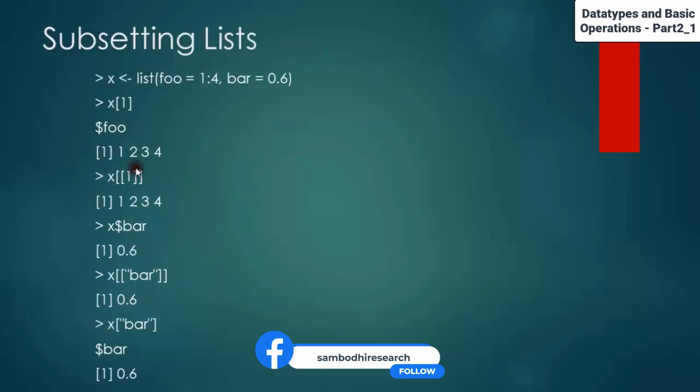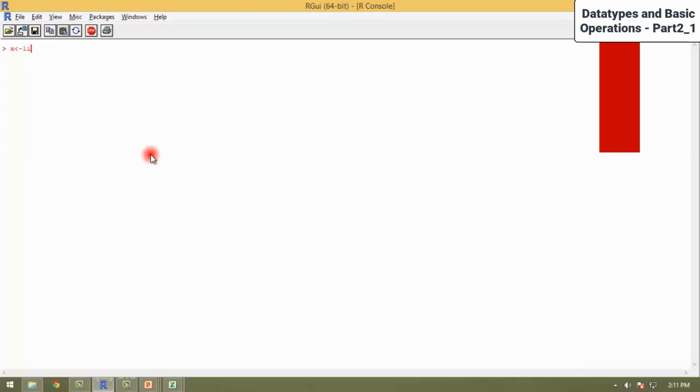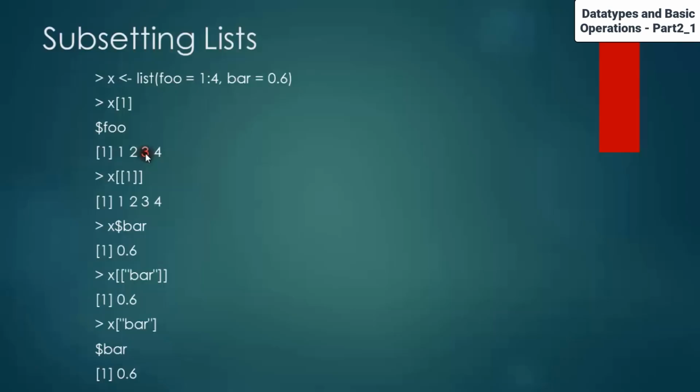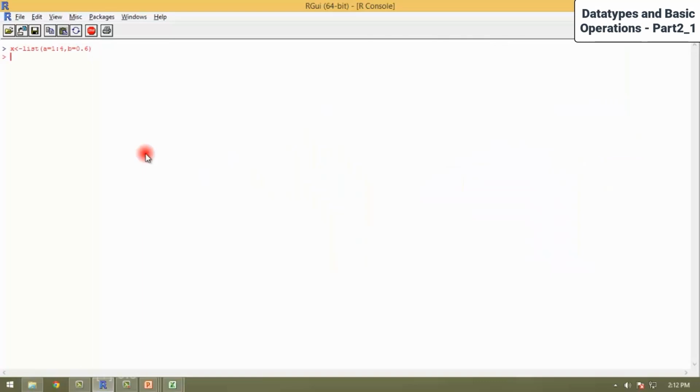Now moving on to subsetting of lists. Let's say we have a list which contains two elements. List of, let's say, A equal to 1 to 4, a sequence of 1 to 4, comma B is a numerical value. I've created a list. Now in this list, if I want to extract only the first element, x of 1, it will give me $A, which will give you the sequence of 1, 2, 3, 4. The first element is nothing but an integer sequence, and the next element is a numeric value.